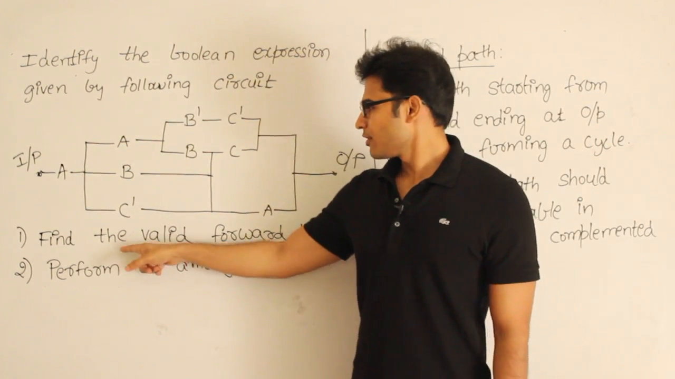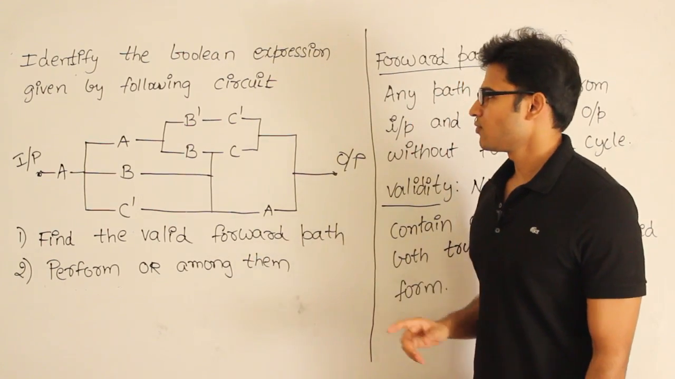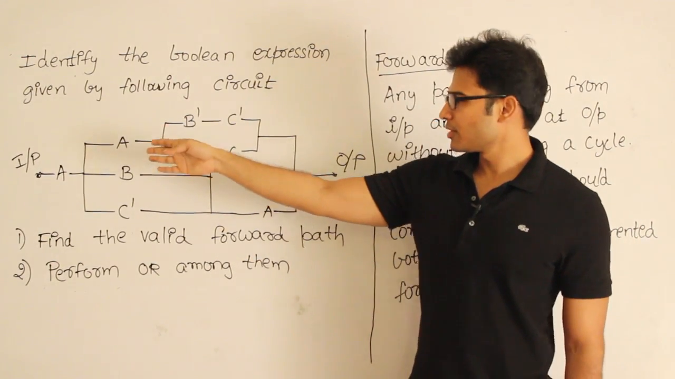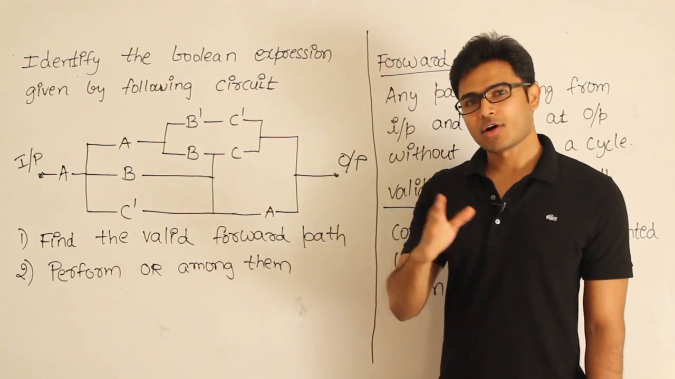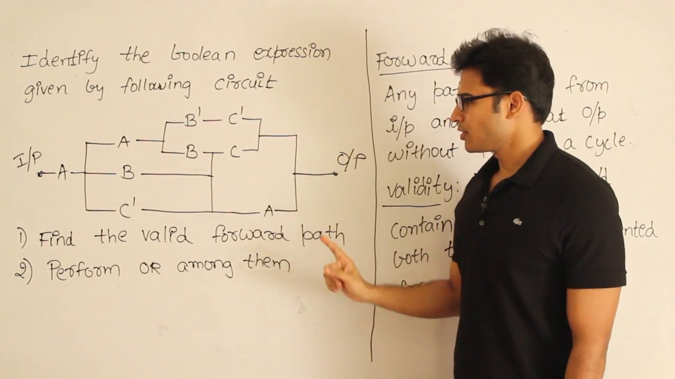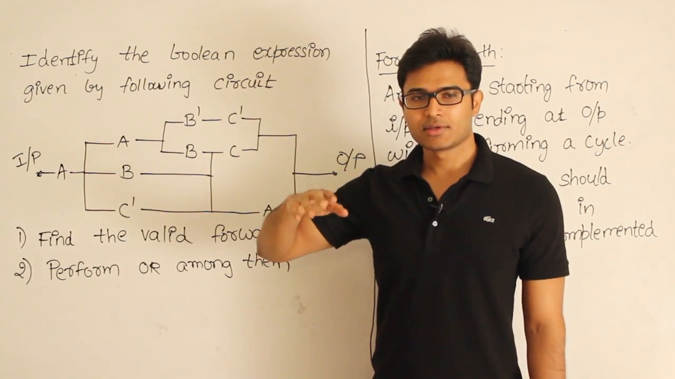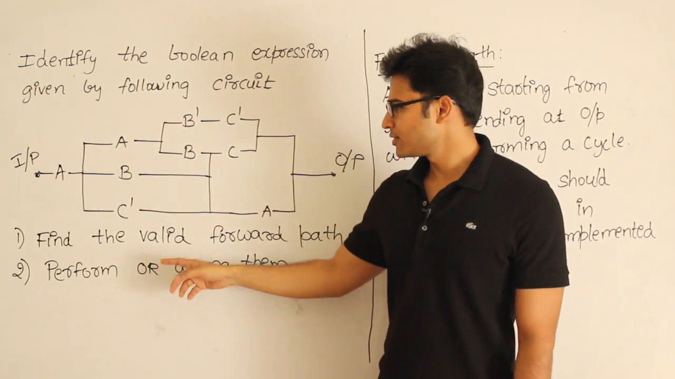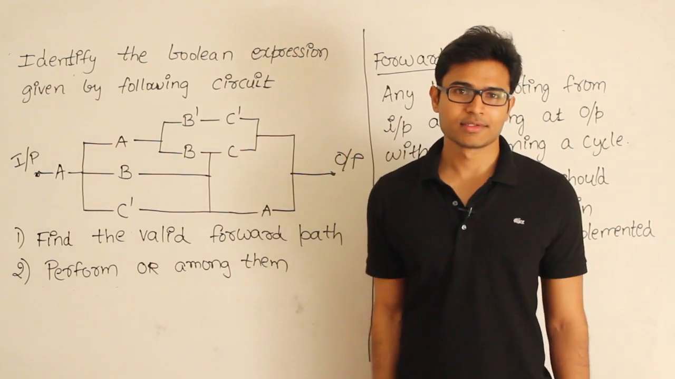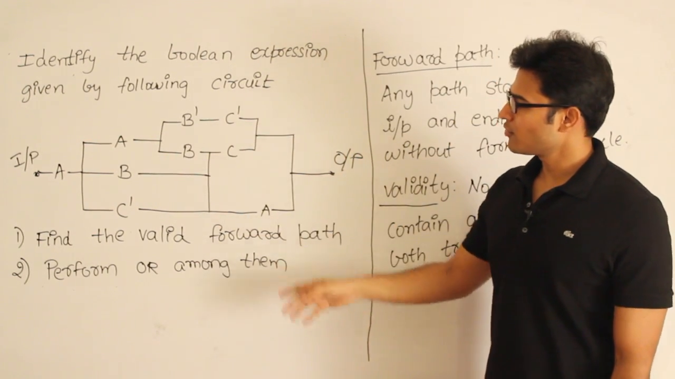Now find the valid forward paths. Forward path means we should start from input and go to the output. That is a forward path. Find the valid forward paths, and then after finding all the valid forward paths, you perform the ORing. ORing means you just put a plus. Find the forward paths and then perform the ORing.